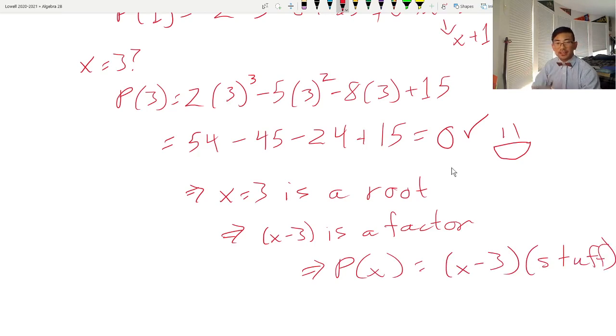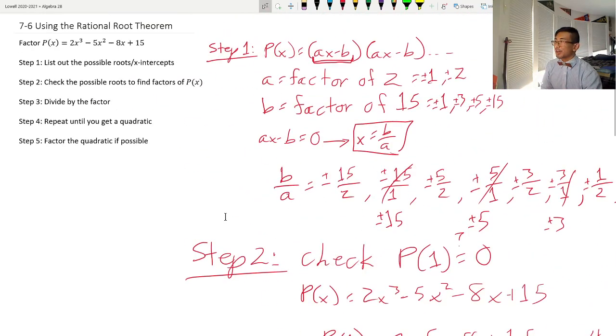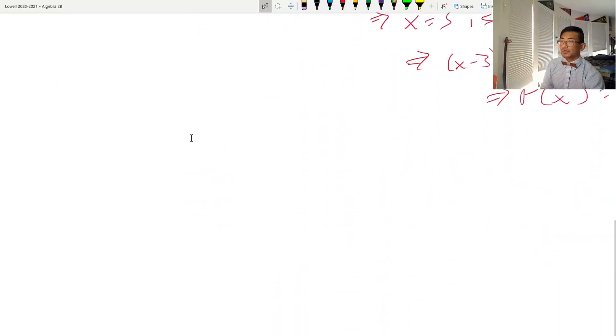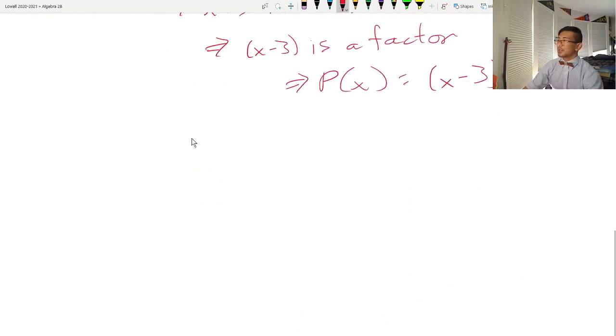Now, how do I find this something? That's where step 3 is. Divide by the factor that you found in step 2. Okay, so we're going to do that. So step 3 now.